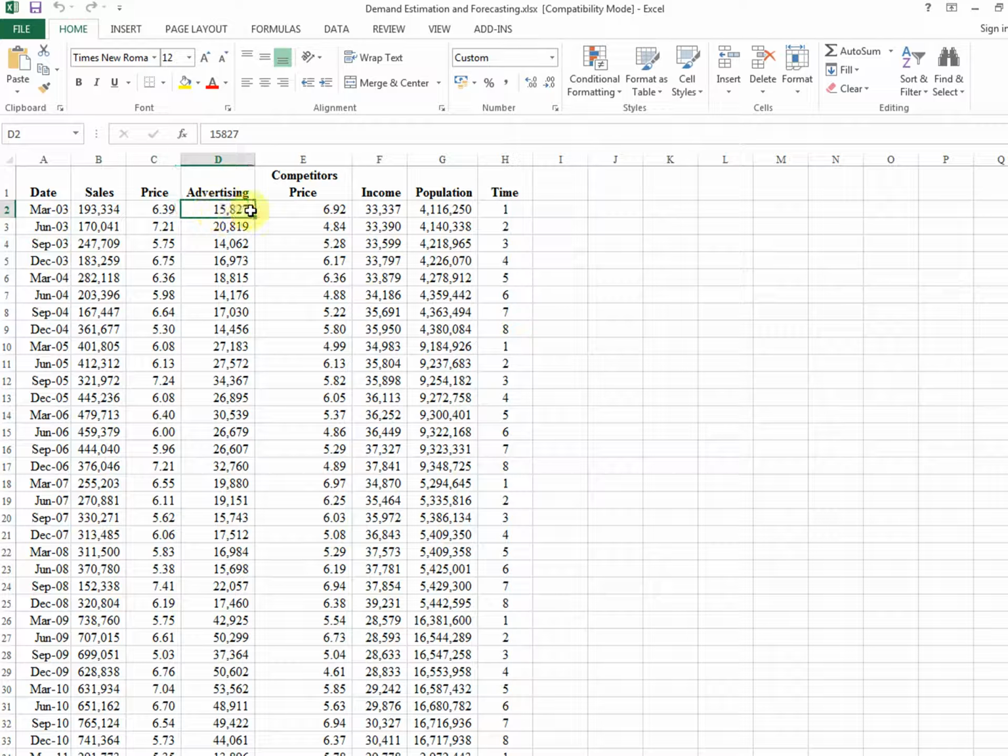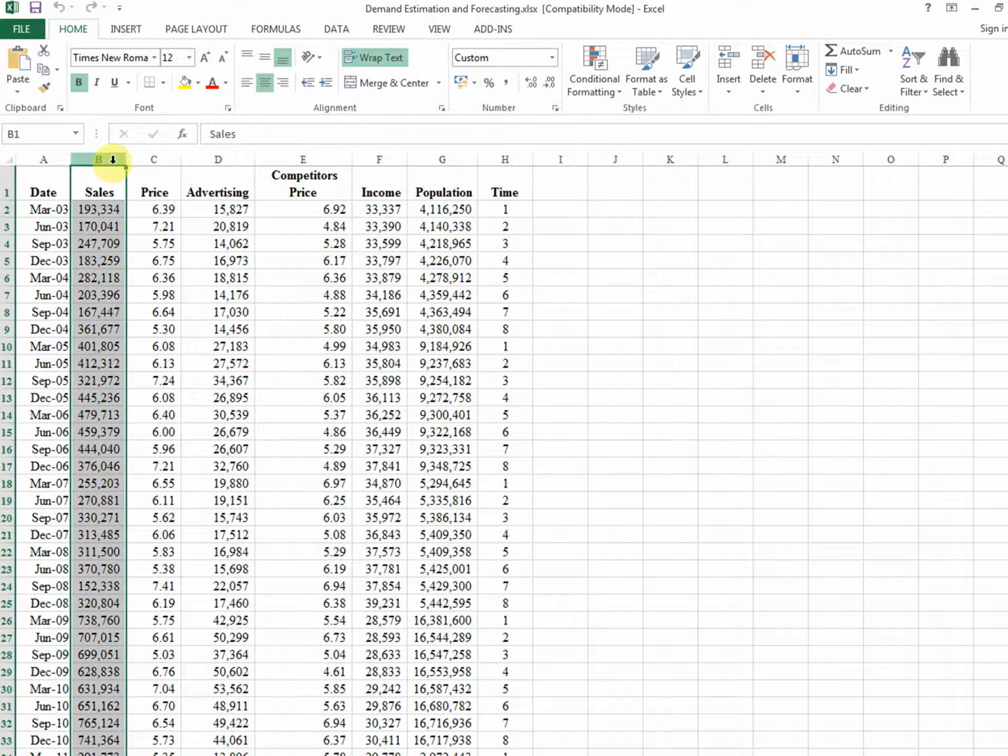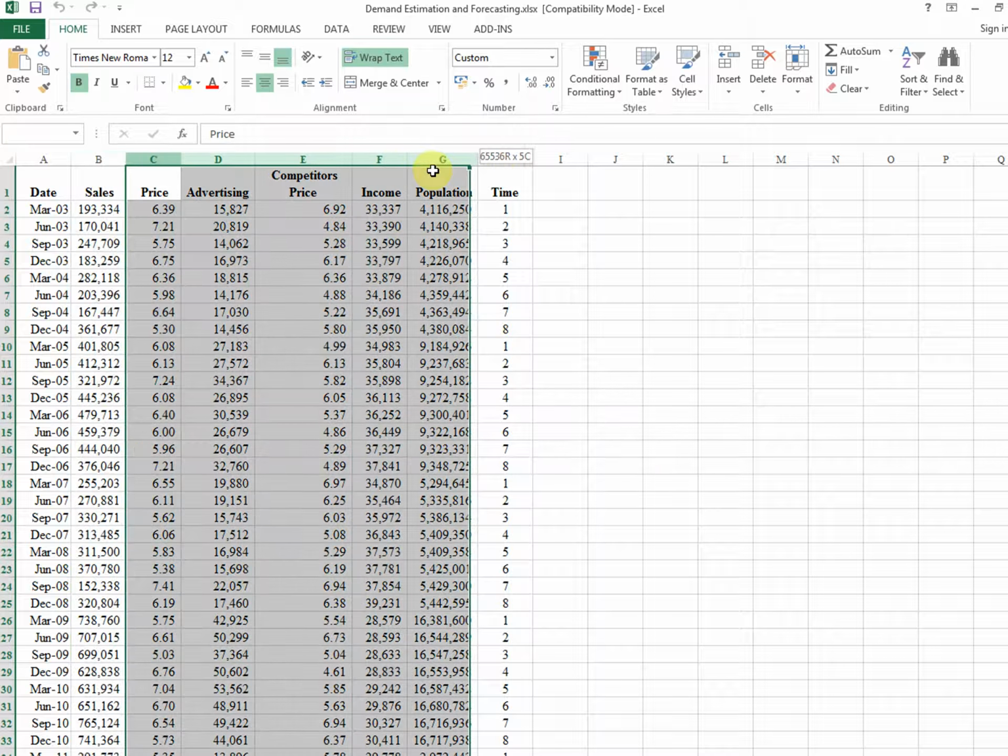And this is the amount of advertising spending of a company that produces these pies. And this is the price of a substitute pie produced by a competitor, and this is the average income in the region, again in pounds, and the population is 4 million people, and this is a time trend. We ignore it for the time being. Now the objective is to estimate a demand equation where the sales will represent the quantity demanded, and these variables will then determine the quantity demanded.